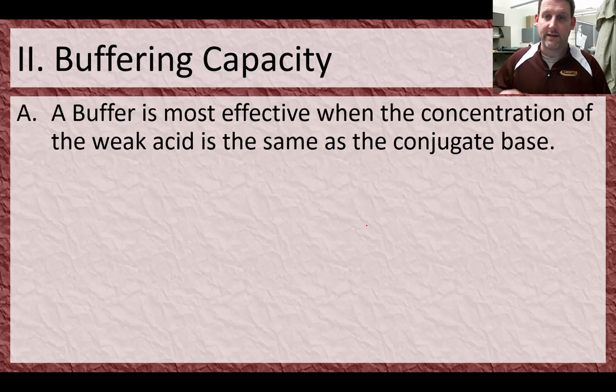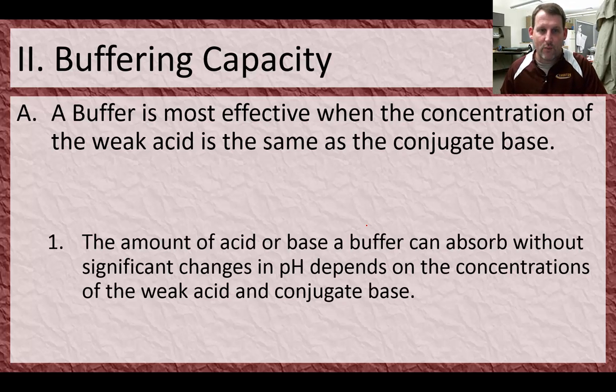Now, buffering capacity. We already talked about that a buffer has the biggest capacity for absorbing H plus or OH minus ions when it has a 1-to-1 ratio. And that happens when the pH is equal to the pKa. So if you know the Ka of a weak acid, you calculate the pKa, and then you want to get a pH that's equivalent to that, and that's where it's going to have its best buffering. Okay.